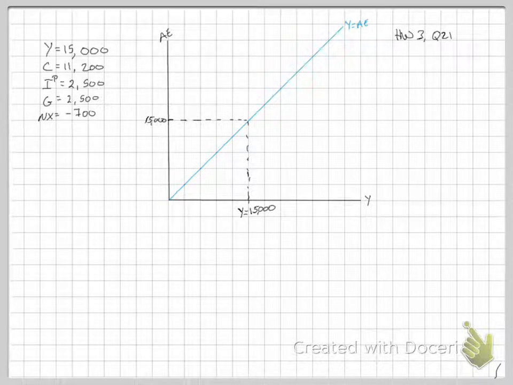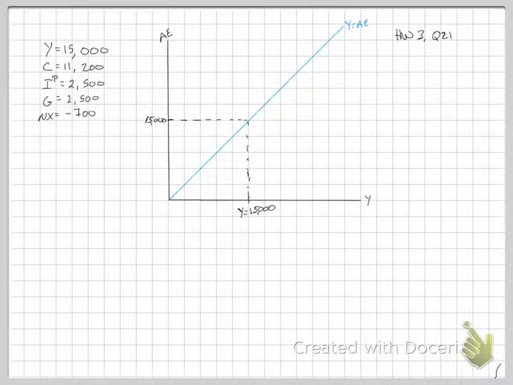So it says consider the following economy where we have output equal to 15,000, and I have that marked on a graph that I've created. We're told that consumption at this point is equal to 11,200. Planned investment spending is equal to 2,500, as is G. And then we've got a negative $700 net export value. So net exports are negative here.